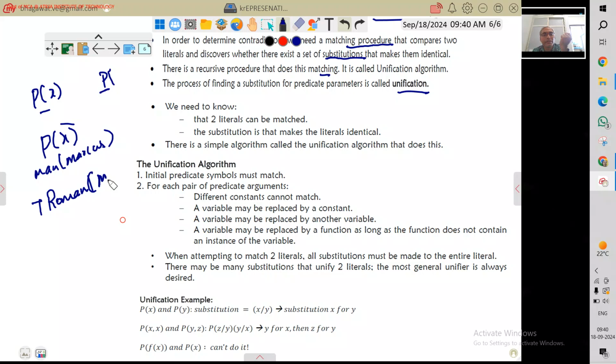Marcus is not a Roman. Now here this predicate is man and this predicate is Roman, it is not matching. Both the predicates have to match. The first is the initial predicate symbol must match.